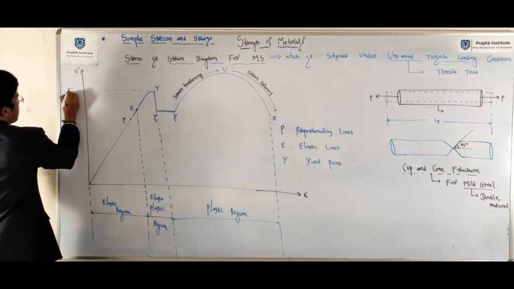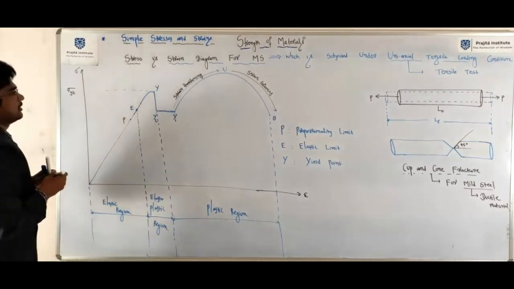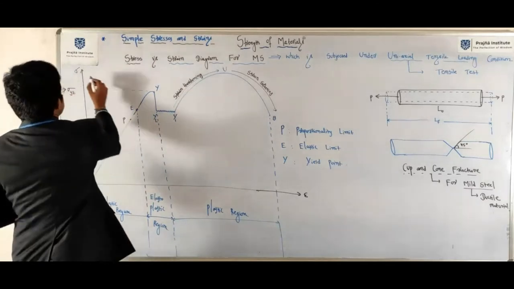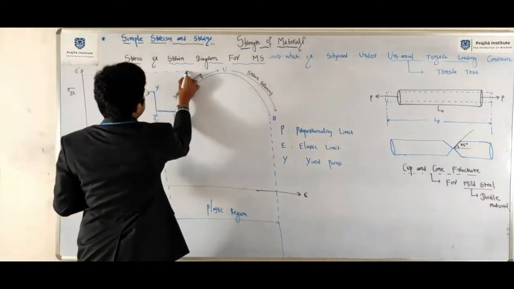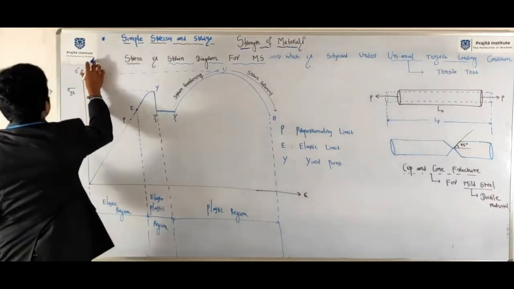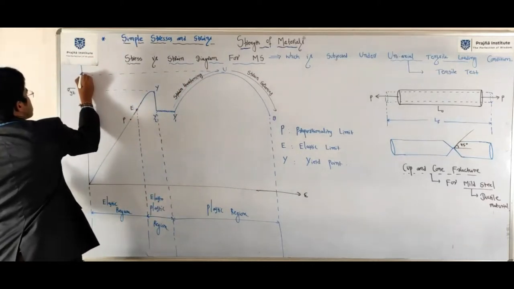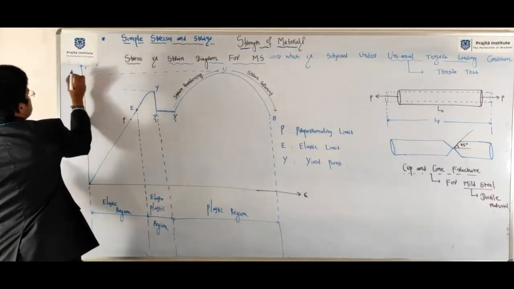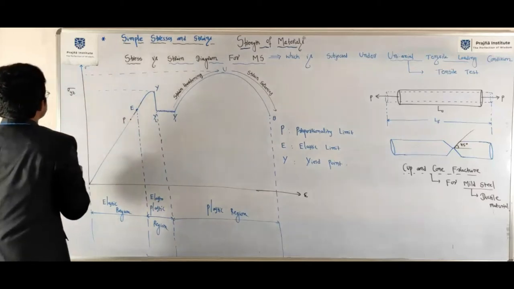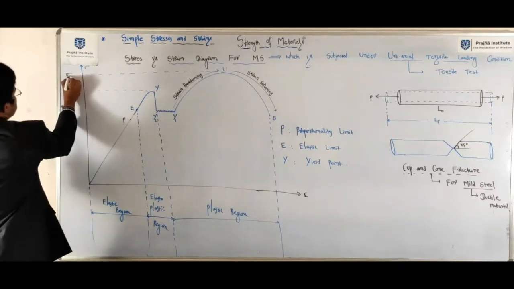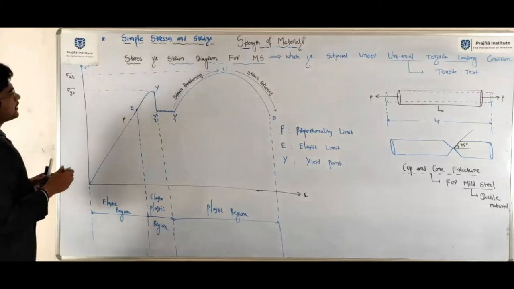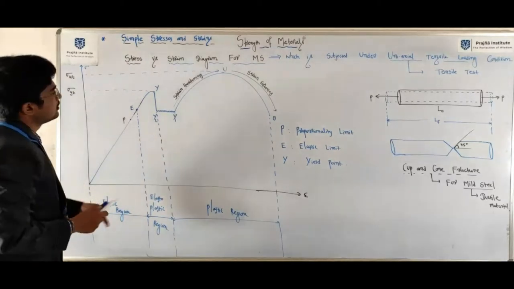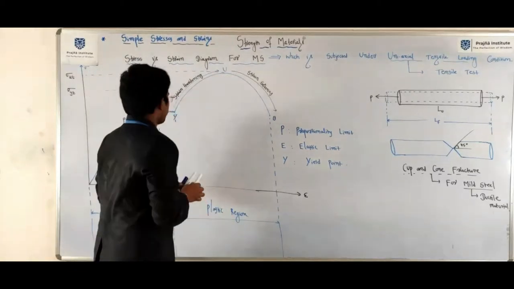Here you will get the yield strength under tension. The corresponding stress will be, this is sigma, here you will get sigma ut. This is the ultimate point.